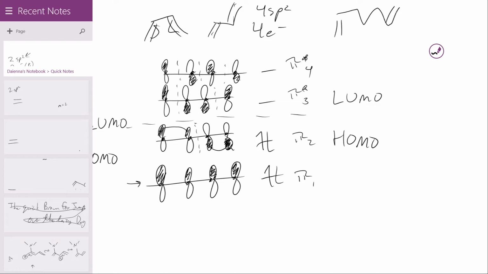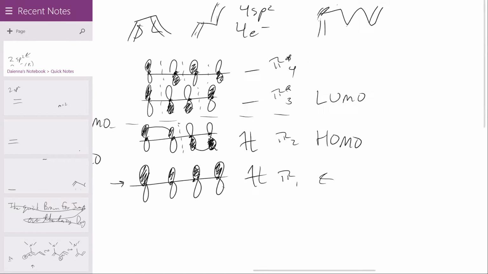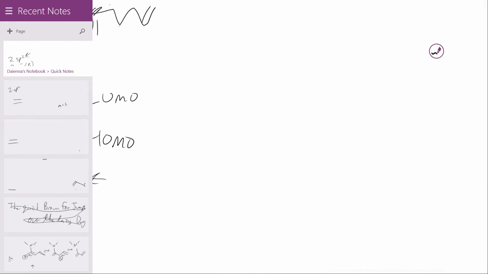So if you had a molecule that looked like this, although that's pretty sloppy, if you didn't have a chain of sp2 hybridized carbons, you wouldn't have this added stability of the pi 1 orbital, or energy level. So the last example I'll do is for a pentadienyl cation. We have 5 sp2 hybridized carbons and 4 electrons.